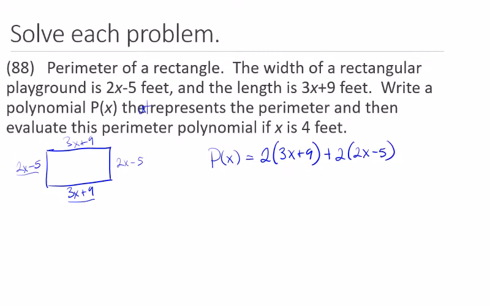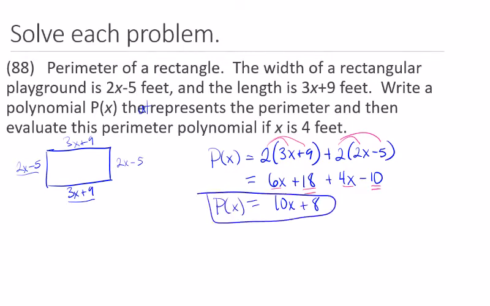I'm going to do it this way. So I'm going to distribute, and so we get 6x plus 18 plus 4x minus 10. And then we combine like terms. 6x plus 4x is 10x. 18 minus 10 is 8. So we get p of x equals 10x plus 8.